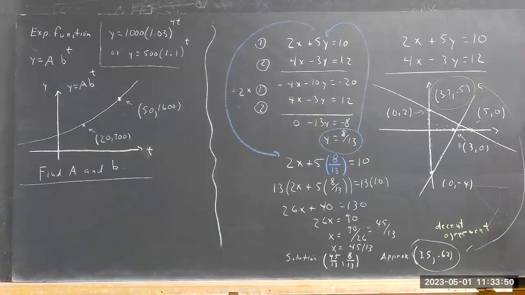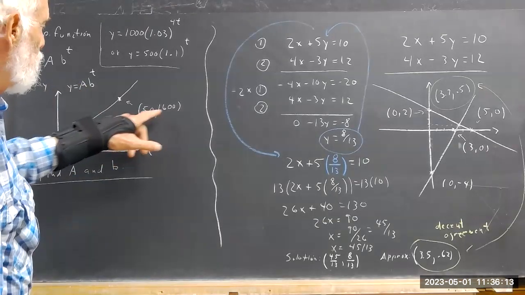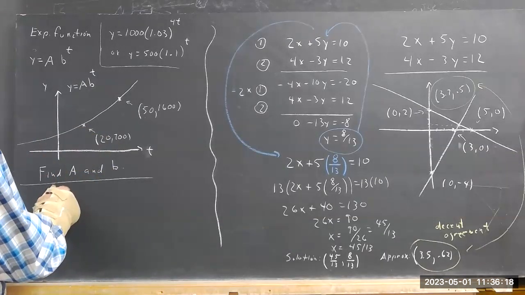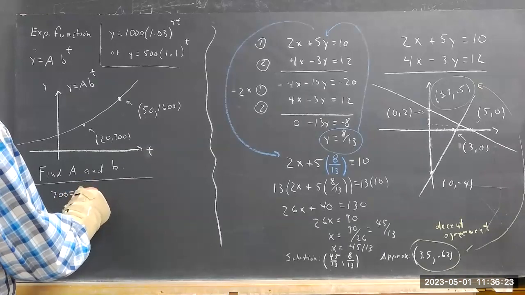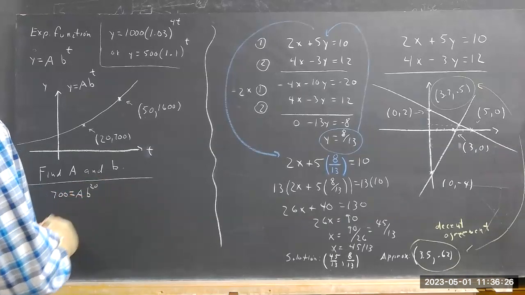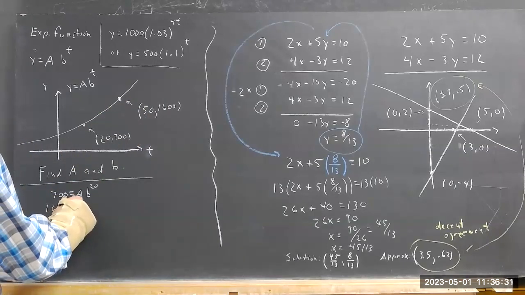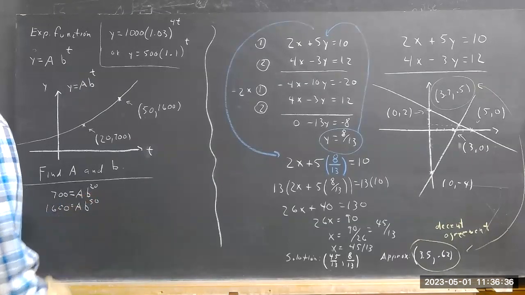Okay, so yeah, we did really well with that. We knew exactly where the 20 would go and where the 700 would go and where the 50 and the 1,600 would go. So using the first point, we get 700 equals A B to the 20. Second equation, we get 1,600 equals A B to the 50.